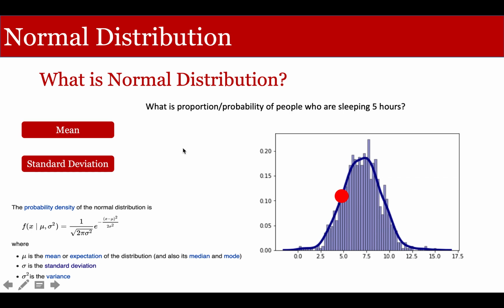So the thing is, all of your questions about the data set can be answered using these two parameters. That means we don't need the data set. Here, if we look at our plot manually for the 5 hours, the probability is somewhere around more than 0.1. And if we plug this value x, the mean of our data set, and the standard deviation of our data set in this formula, we will get the same probability.